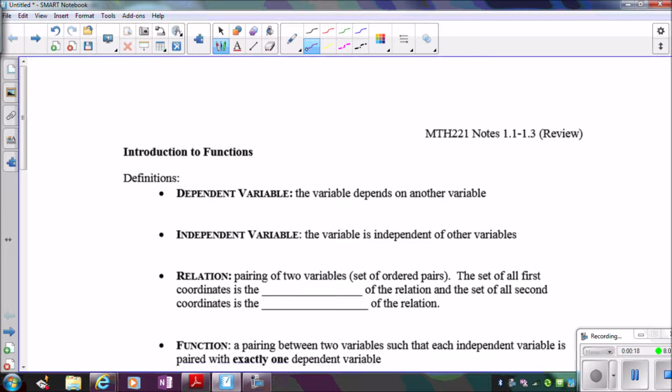Your dependent variable depends on another variable, and this is your y value. So this is the y value or the output. This is also considered the range. So everything you get out, that's going to be your range.